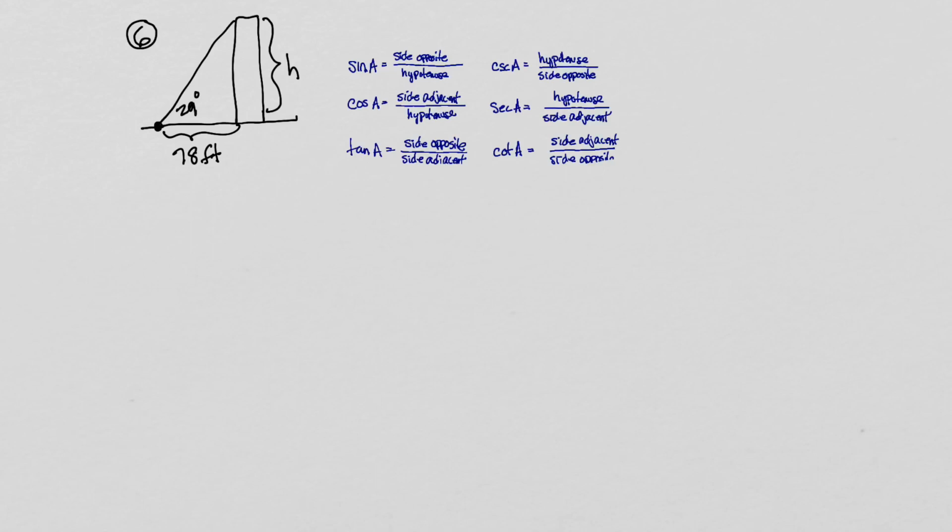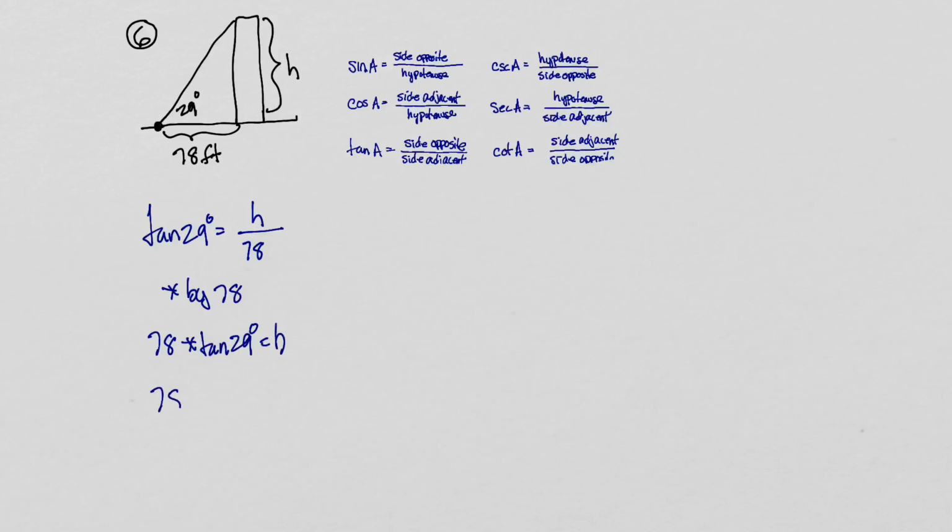So where are we here? We have an opposite and an adjacent and an angle. The angle, the opposite, and the adjacent. So let's go with the tangent. We're going to write the tangent of 29 degrees is equal to the opposite, which is h, what we're looking for, over the adjacent, which is 78. We'll multiply by 78, and we'll get 78 times the tangent of 29 degrees, that's h.